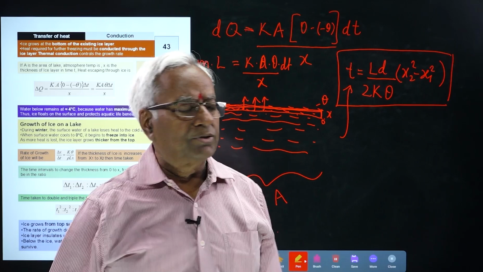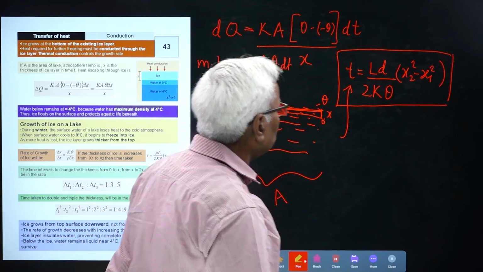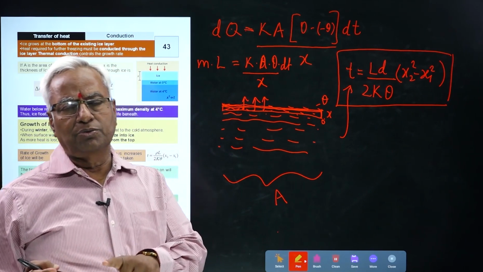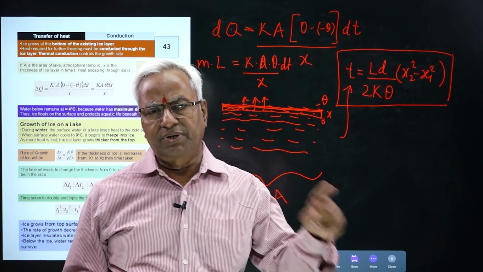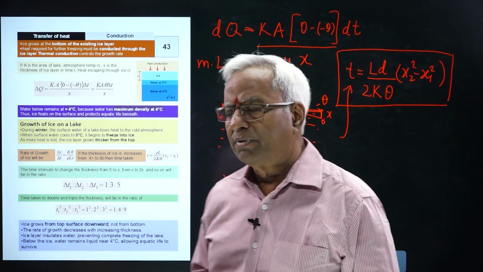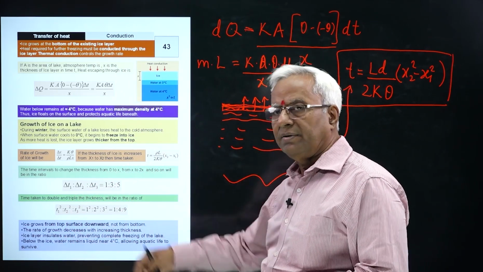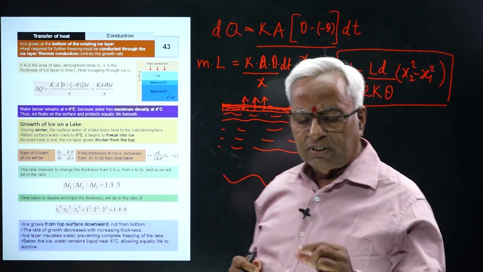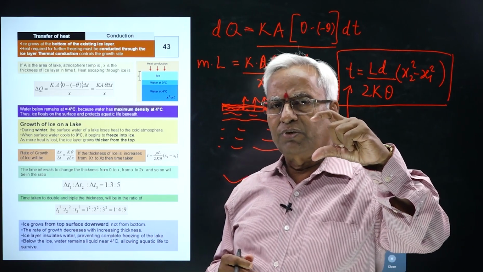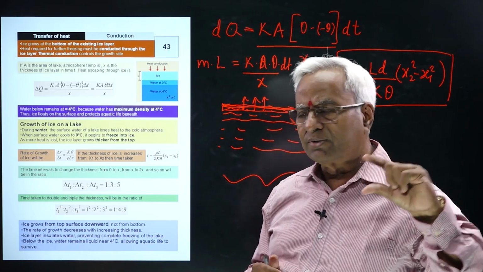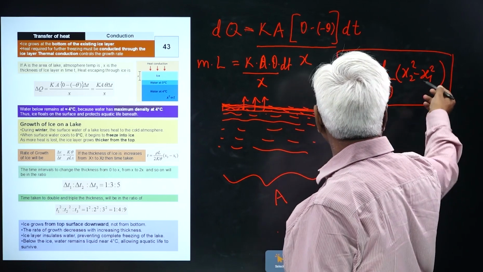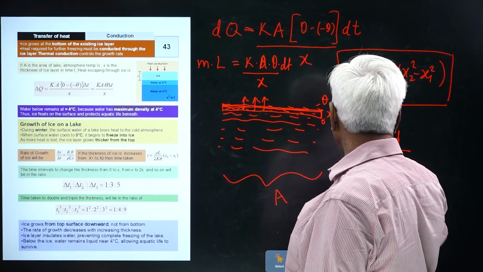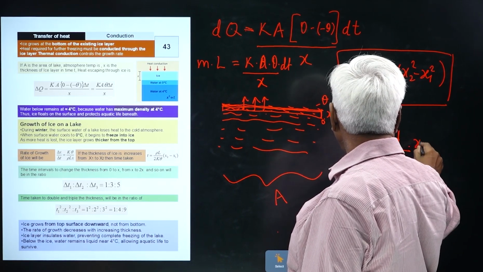from x1 to x2. Now, if you want the ratio of times for change of thickness from 1 to 2, then from 2 to 3, then from 3 to 4, it is simply in the ratio 1:3:5. But if you want the total time for formation of an ice layer of thickness 1 centimeter, you just put x1 equal to 0. In that case, you get the relation L d upon 2 K theta, times x square.